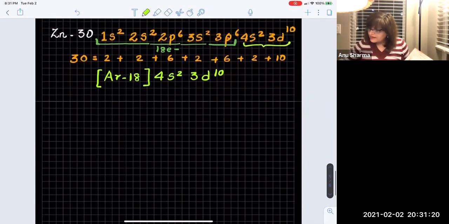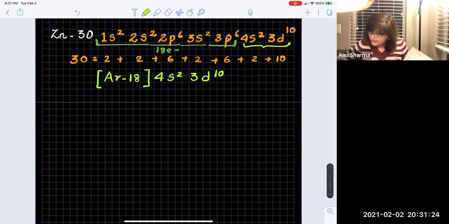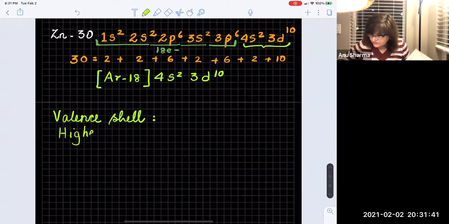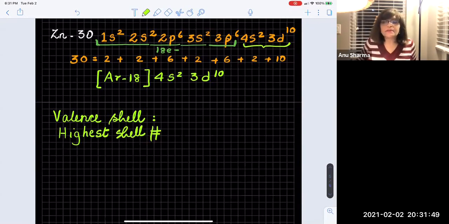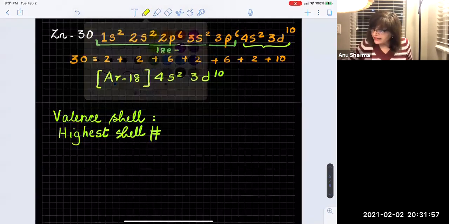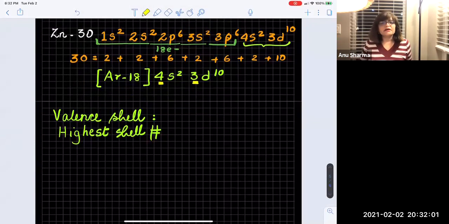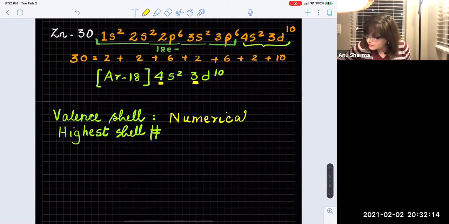Okay, so we will have now the valence shell. The kind of question that can be asked is about the valence shell. Which one is the valence shell? Remember, it's the highest shell number. You guys tell me, which one is the highest shell number? Which one is bigger? Is four bigger or three bigger? This is the shell number, right? Which one is bigger? Numerical value. Four is bigger. Yes, four is bigger than three.